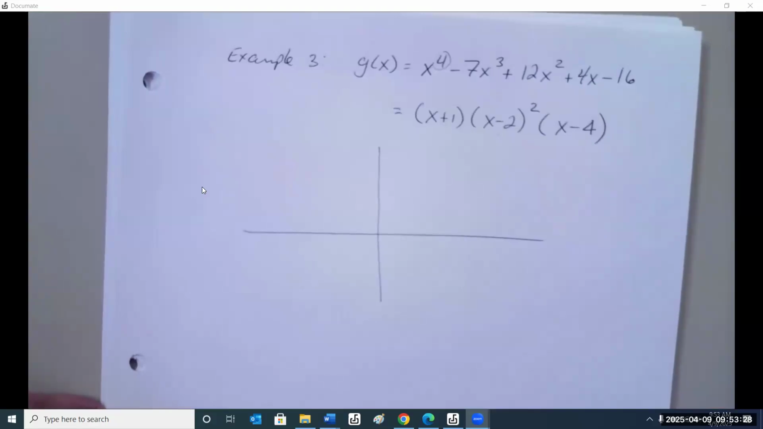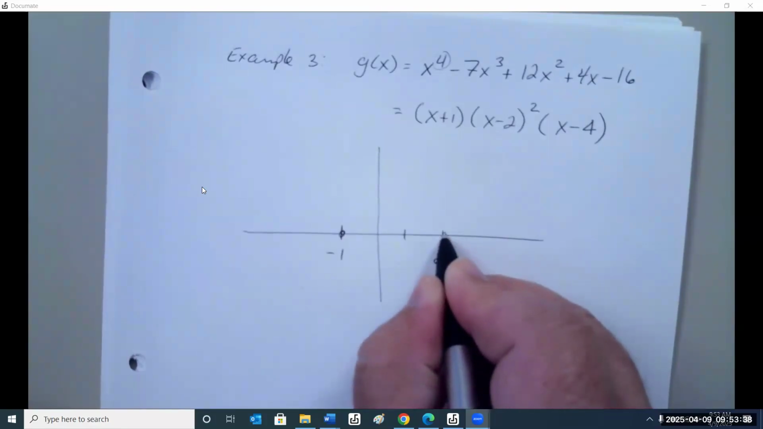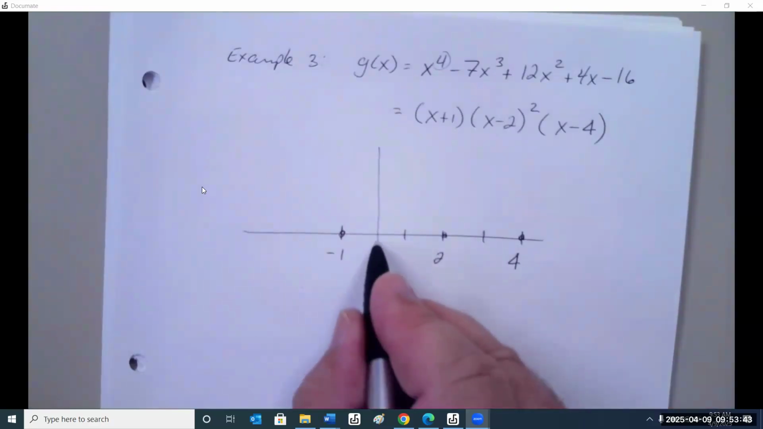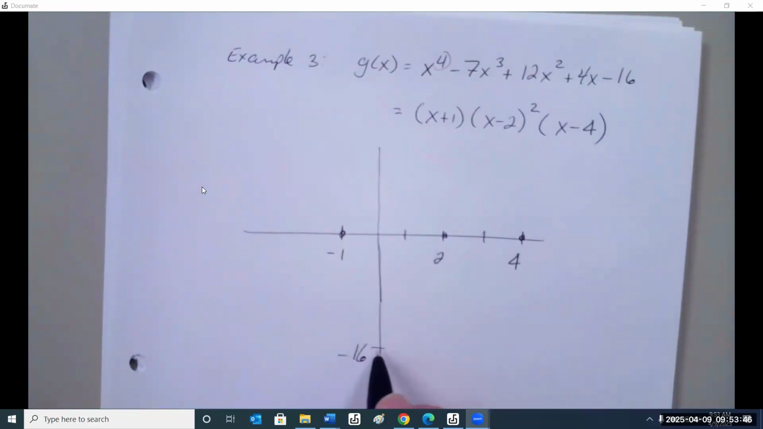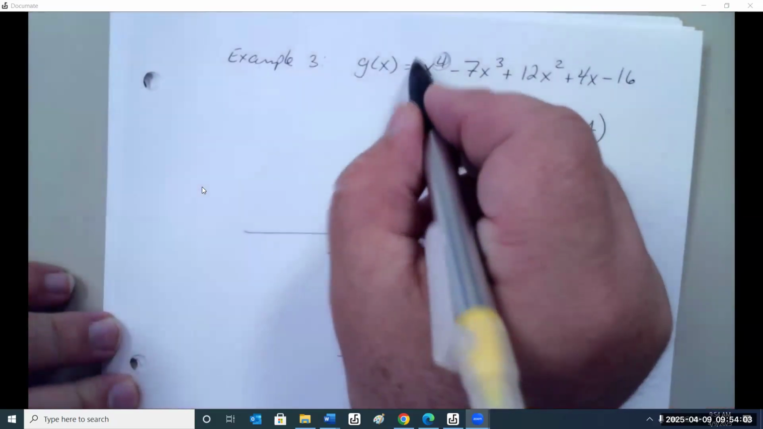So what can you tell me about this? What are my x-intercepts? What's my y-intercept? 1, 2, 4. And my y-intercept? Very good. What about the end behavior? Oh, sorry. Both ends are the same since it's degree 4. Do they go up or down? Up, because it's a positive 1.